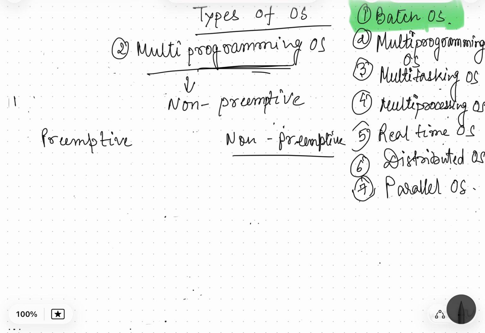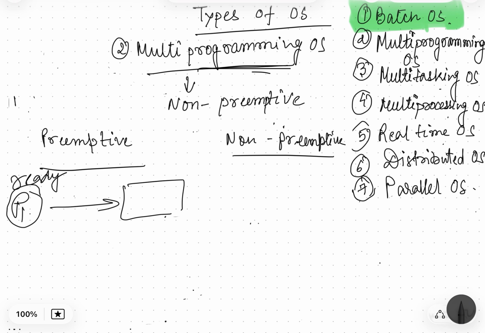We all know what happens to a process. Suppose there is a process. The process is first in a ready state, that means it is ready to execute. Then it is given to the CPU. All these states will come along in the next classes. Then it is given to the CPU for execution. The CPU executes one process at a time.